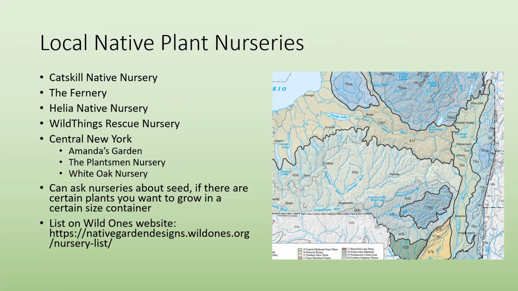And if there's a specific plant you want and you want to grow it by seed or in a certain container size, you can ask the native plant nursery if they would be willing to grow it, and they might be able to do that for the next year. So if you give them some notice, they can plan ahead for stuff like that.